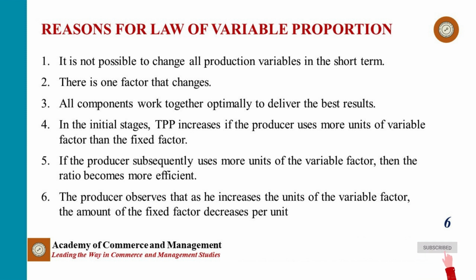The fourth reason is, in the initial stages, TPP increases if the producer uses more units of the variable factor than the fixed factor. The next is, if the producer subsequently uses more units of the variable factor, then the ratio becomes more efficient. After that, MPP starts to decline. Then the last reason is, the producer observes that as he increases the units of the variable factor, the amount of the fixed factor decreases per unit.